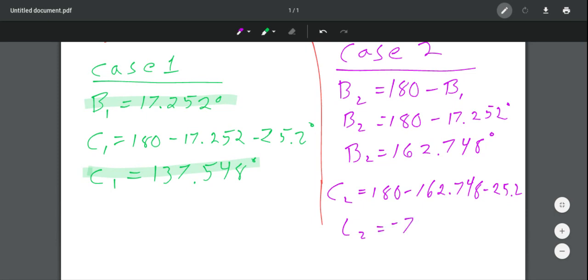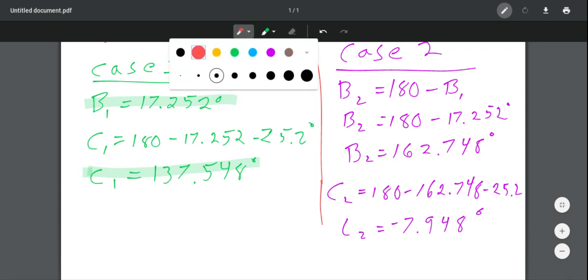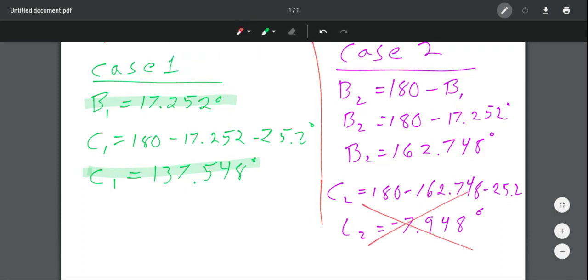Is it possible to have a negative measurement in your triangle? Absolutely not. So this triangle does not exist. So in that case, case two doesn't work, and we only have one triangle as the solution. If case two worked, we would have two triangles as the solution.